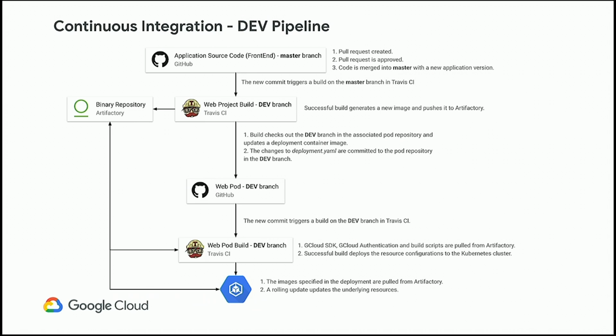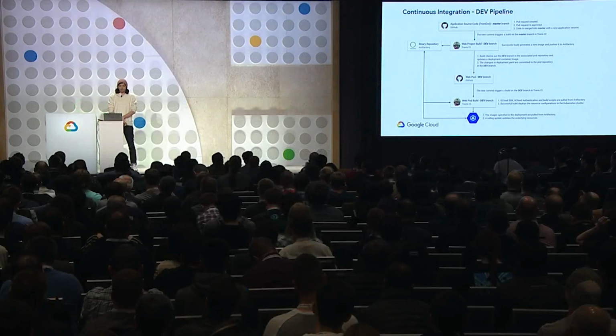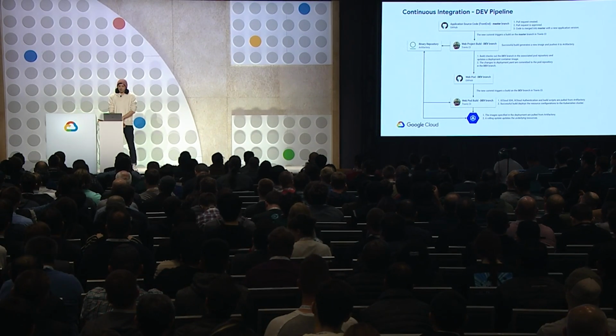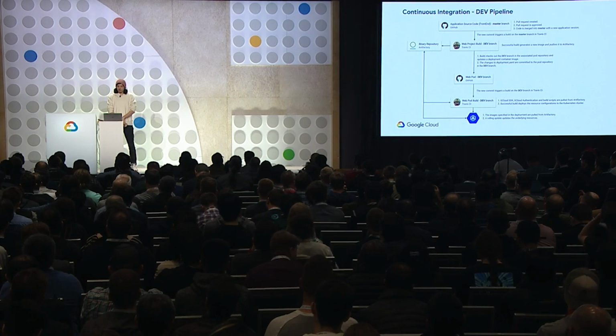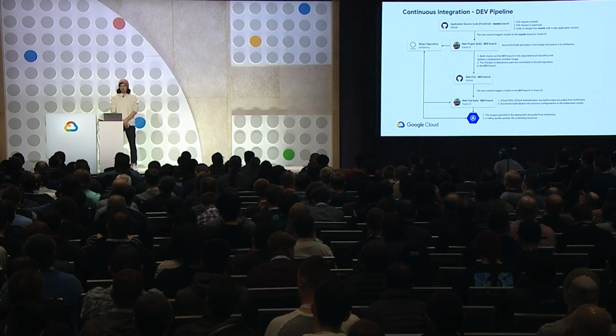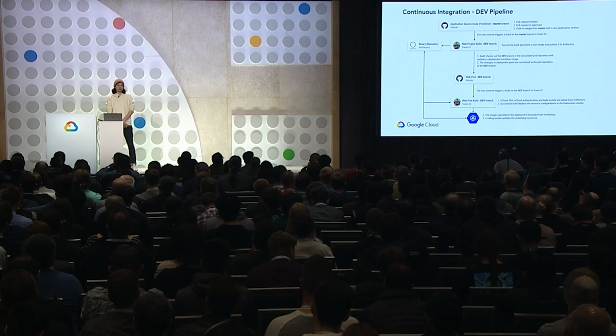It's then been updated. That commit triggers the next step in the build process, which builds the dev branch in Travis CI. That process is actually the deployment step. Utilizing a combination of gcloud and the service accounts we mentioned earlier, as well as several different build scripts that are part of the setup of that pod, it successfully deploys the resource configurations to the Kubernetes resource. Once that's done, the images on the Kubernetes side will be pulled into that deployment, and rolling updates are made to the underlying infrastructure.